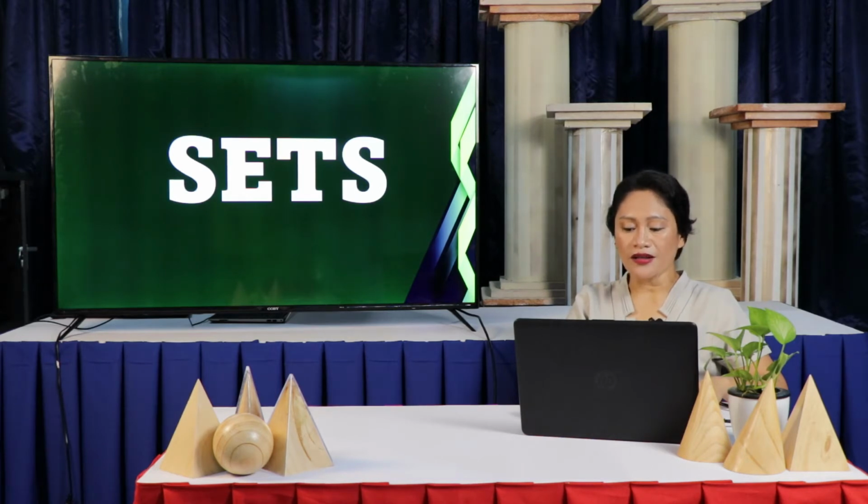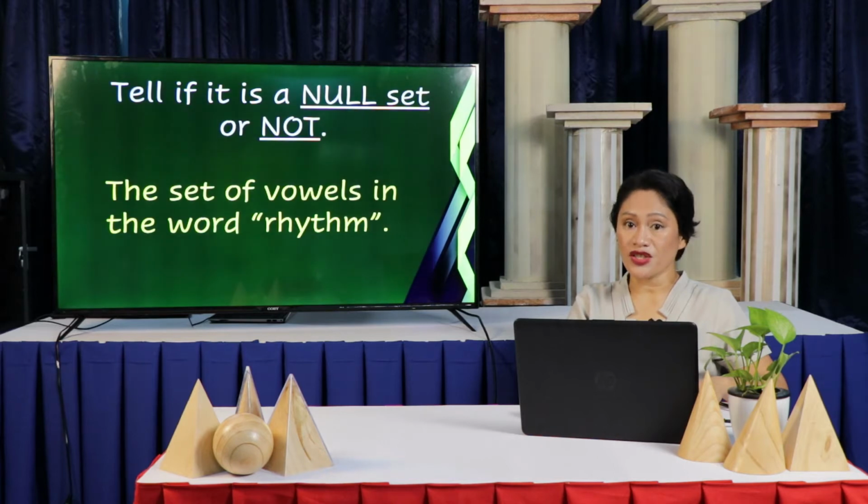Now, before we start our lesson, let us perform an activity. I have 2 questions for you to answer. Let's start with question number 1. Tell if it is a null set or not. Number 1, the set of vowels in the word rhythm. Again, the set of vowels in the word rhythm. The correct answer is yes, it is a null set.